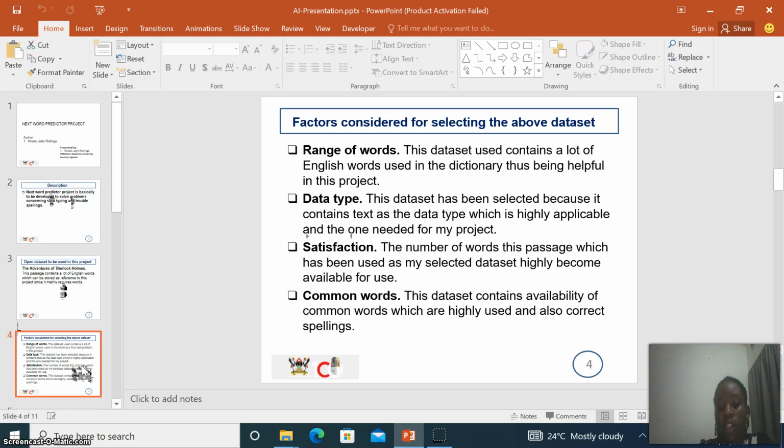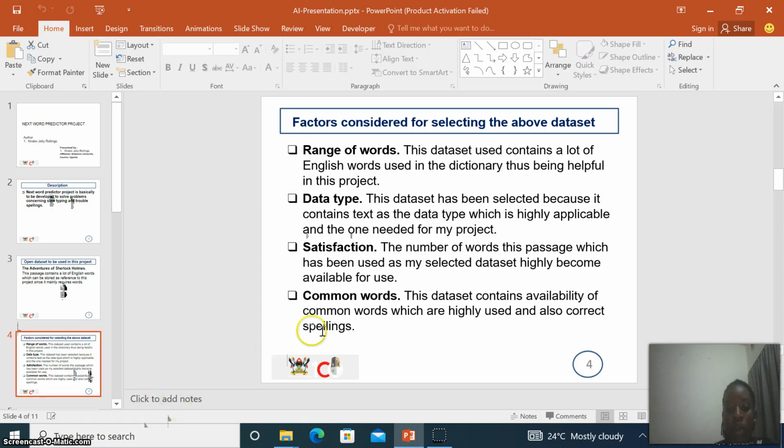Then also the data type. This dataset has been selected because it contains text as the data type, which is highly applicable and the one needed for this project. As previously in the last video, I explained the data type which I'm going to use for this project, and I explained that I'm going to use text, and text is the one which contains words mainly and other symbols and words combined with symbols maybe and integers. So that's text, and it's the data type I'm going to use.